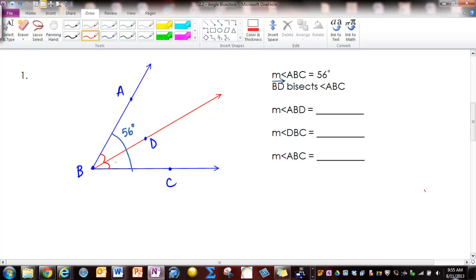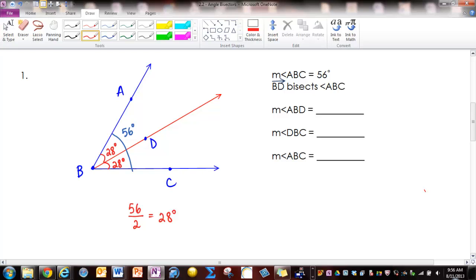And now since angle ABC is 56 degrees, and those two red angles are congruent, to figure out the measure of those two red angles, I'm going to take 56 and divide it by 2. And when I do that, I get 28 degrees. So that tells me each of these two little angles in here are 28 degrees. So now let's go over and see what they wanted us to find.